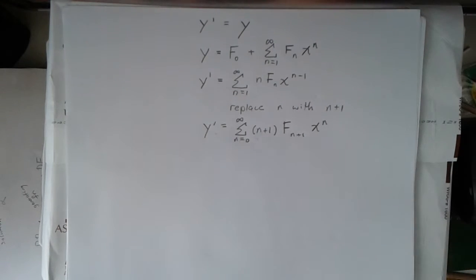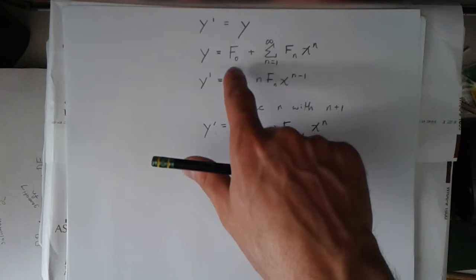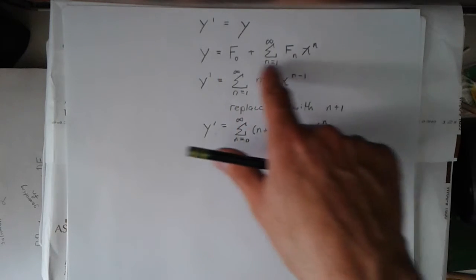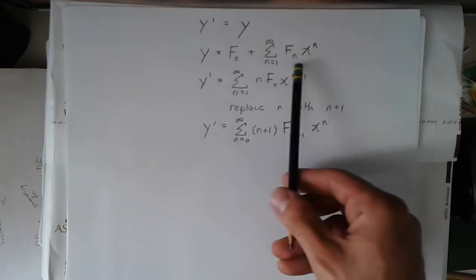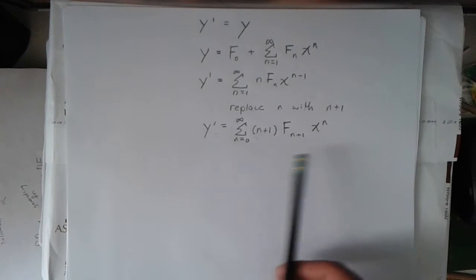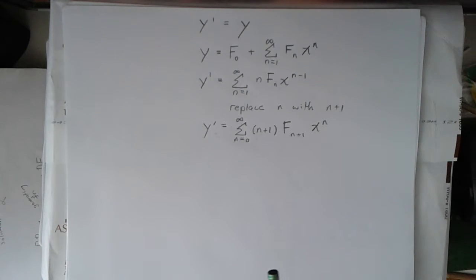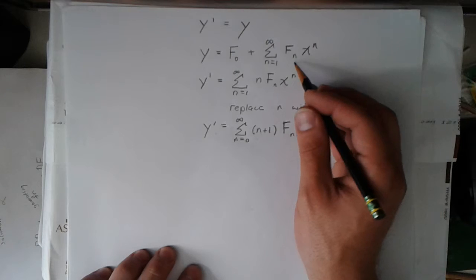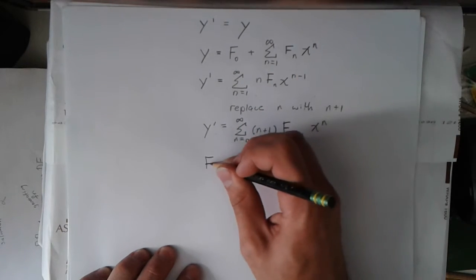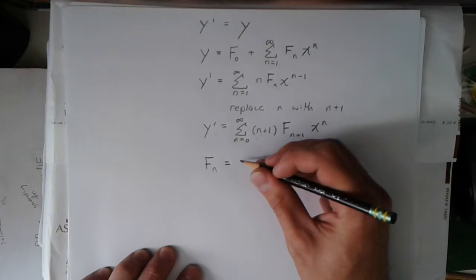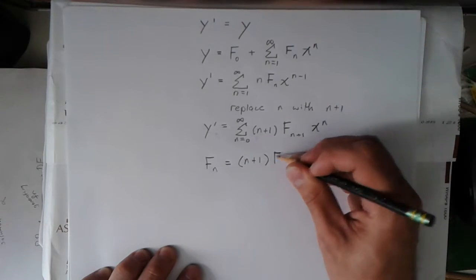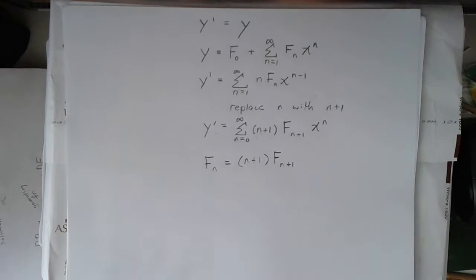And so now I can apply my differential equation. Since I have y is equal to y prime, that must mean that the coefficients of this series are equal to the coefficients of this series. So instead of writing out the entire sum, I can just write an equation using the coefficients. The coefficients of this one are fn. So I have fn is equal to, and then the coefficients of this one are n plus 1 f sub n plus 1. And so this is actually the same exact recurrence relation as in the last problem. It's a slightly different form.